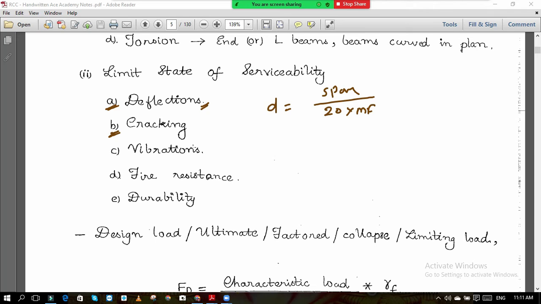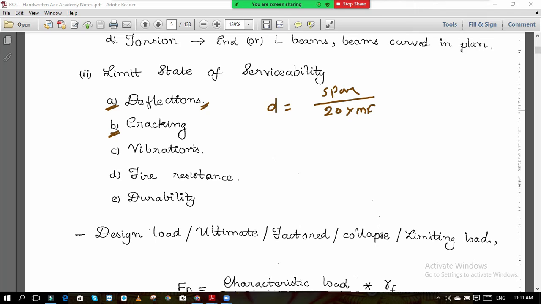Okay, fire resistance. You may be surprised to know that there is a diploma in fire engineering. Okay, if you have heard, in fire engineering you can do the diploma. So that vast is this fire engineering and fire resistance. How to make the building fire resistant and what are the safety measures and all those things. Okay, so this also comes under this serviceability criteria.